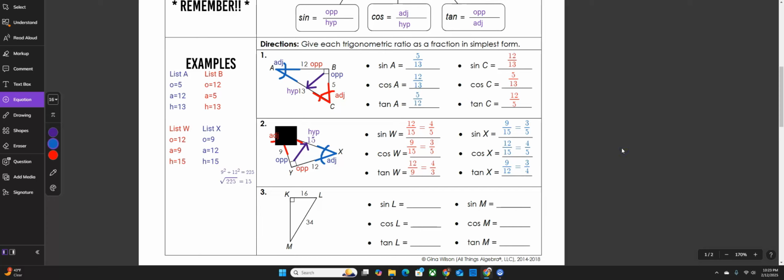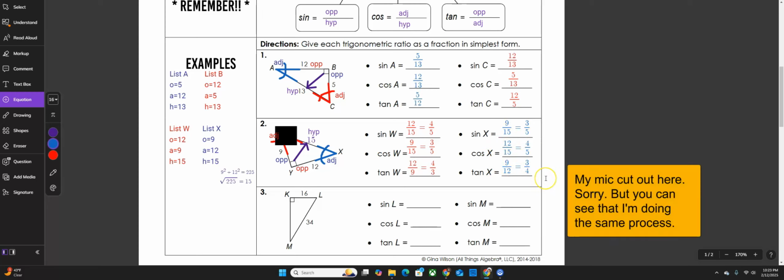Now I want you to stop and think for a moment. If I told you I did not look at the triangle once to do these problems right here, how would I have done that?